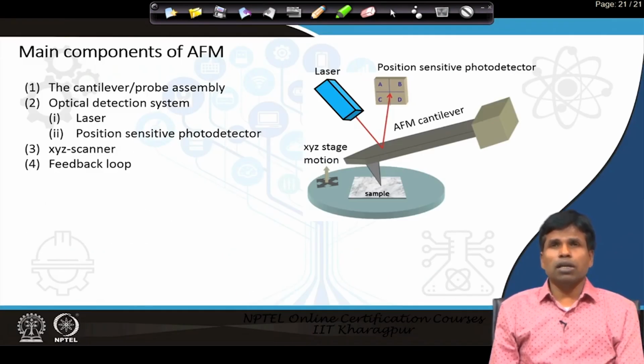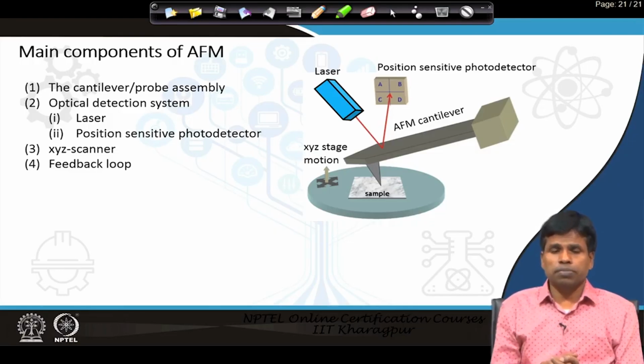If we look at the main components of the AFM, without going too much into electronics, but just the main parts, then at the heart we have a cantilever probe assembly. Here is a probe, and the probe is attached to a cantilever. Sometimes we say probe to mean probe plus cantilever in the AFM. In many cases they are the same material, mostly silicon or silicon nitride, but it can also be a different material. That is why I have written here cantilever probe assembly.